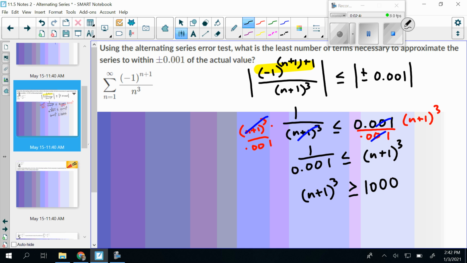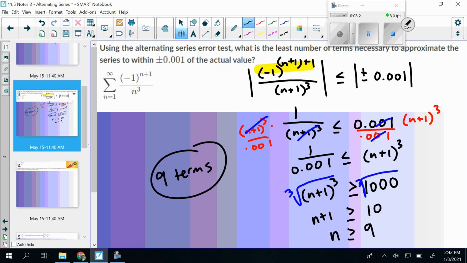All right, if we want to finish this now, our next step should be to cube root both sides. If you go on your calculator and cube root 1,000, that should be 10. And then last step, we want to minus 1 here. So n has to be greater than or equal to 9. So the least number of terms necessary to approximate within that value would be 9 terms.